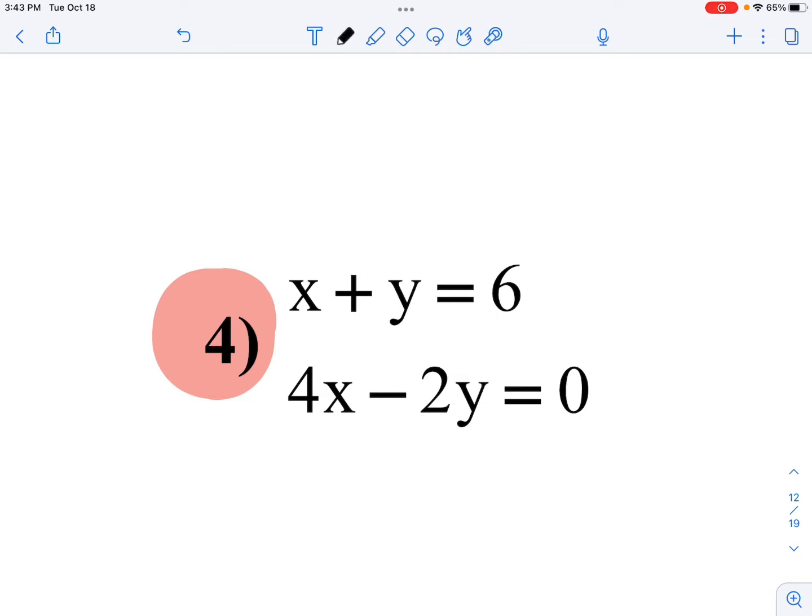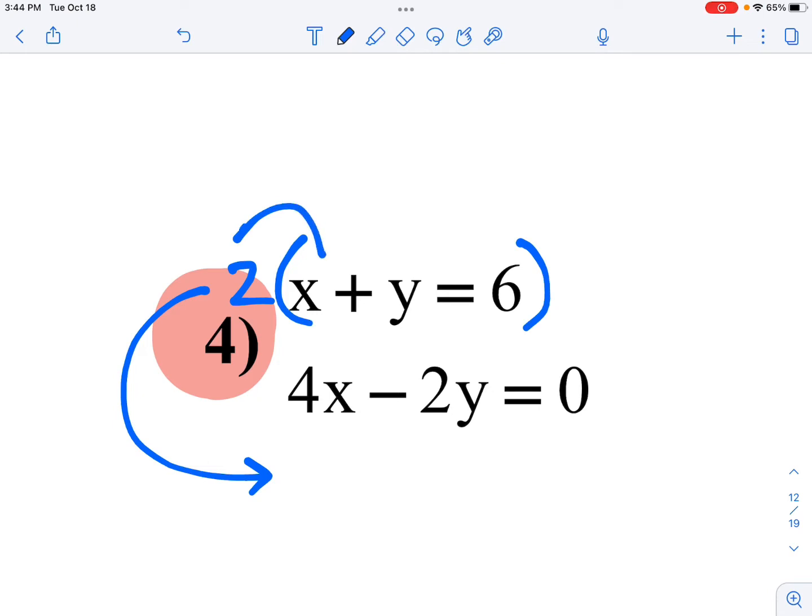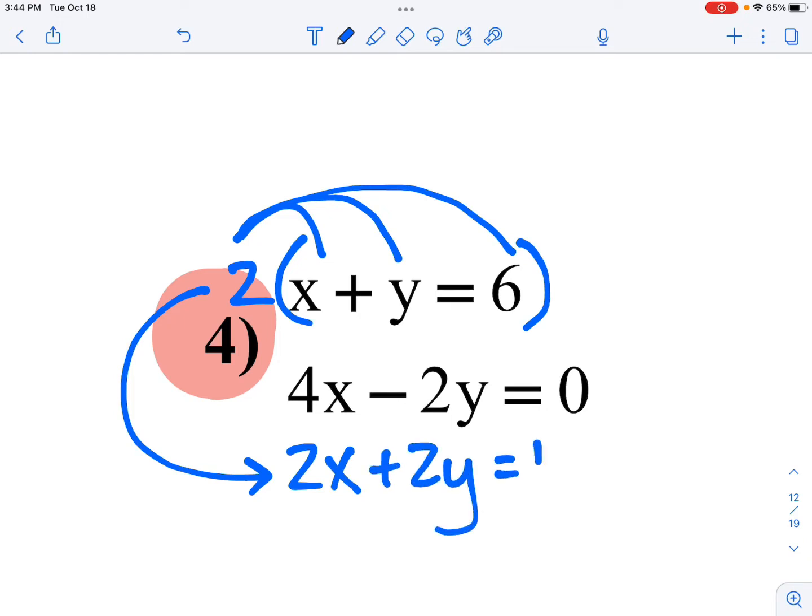I bet, or I wonder, if I multiplied my top equation by 2, I'm going to write it down here to keep everything lined up. Distribute the 2 to everything. Let's take a look at what happens. So I did 2 times x, which is 2x. I did 2 times y, which is positive 2y. And I did 2 times 6, which is 12.